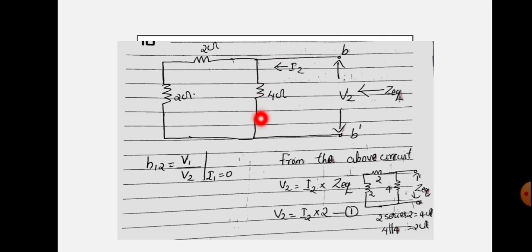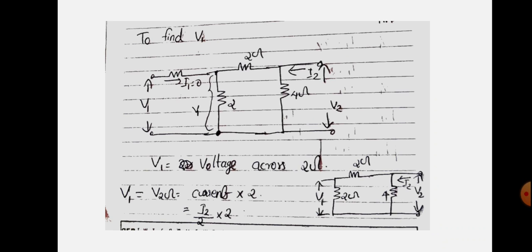How will you get Z equivalent? Look at this circuit. I am redrawing the circuit here. 2 and 2 are in series, so they will give you 4 ohm. That 4 ohm is in parallel with the 4 ohm, so that parallel combination gives you 2 ohm. That is the equivalent impedance, Z equivalent equal to 2 ohm. So V2 will be equal to I2 into 2. Next you want to find out V1. So V1 is the voltage drop across these terminals, that is across this one.